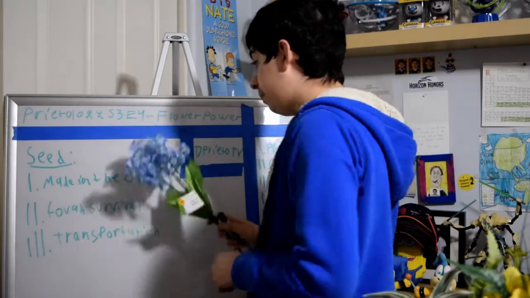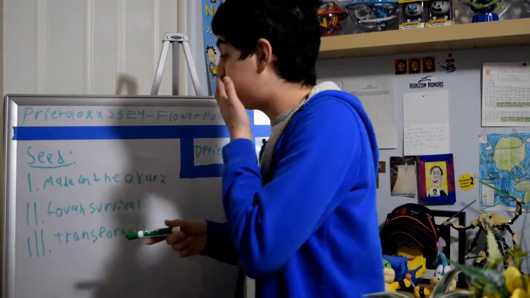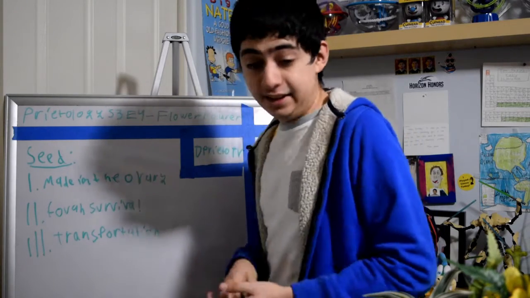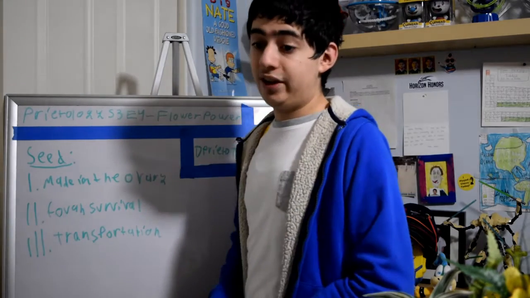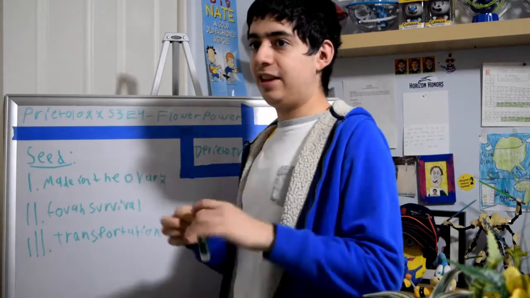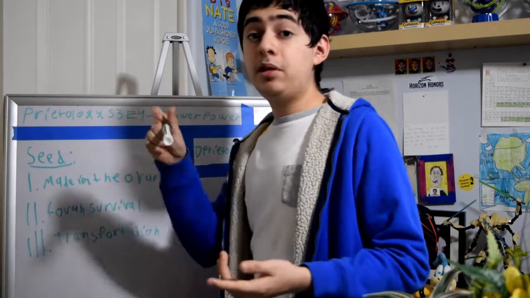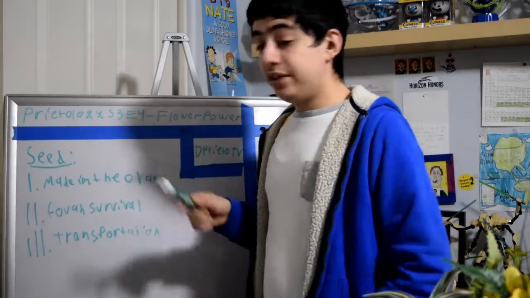Alright, it is time for the penultimate term, or the second to last term of this lesson, the seed. The seed, like we've kept mentioning, is made in the ovary of the flower. So the ovary is like the central hub of the flowers. It basically runs the entire operation. The pollen goes to it, it fertilizes it, and it makes seeds and fruit. So yeah, seeds are made there.